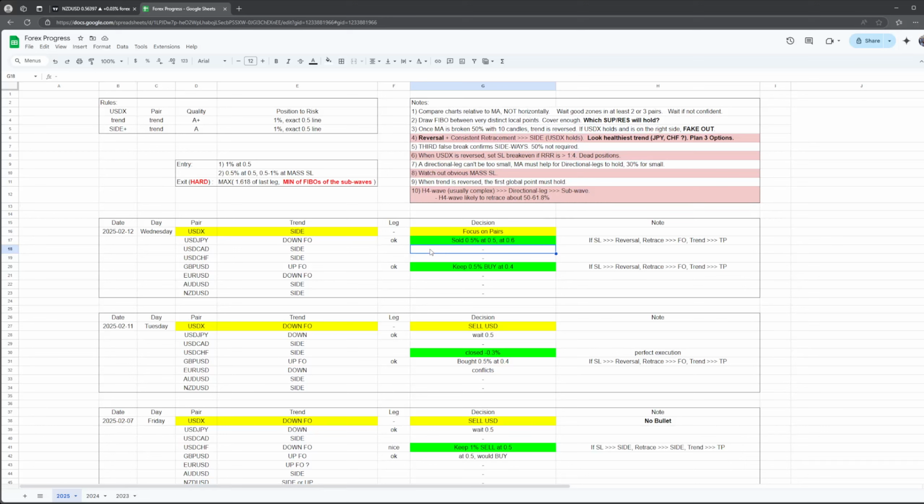Alright guys, and once again, if you are a conservative trader, it's better to wait because the USD index is doing sideways. But if you're a little bit aggressive, I would highly recommend selling USD Japan Yen.